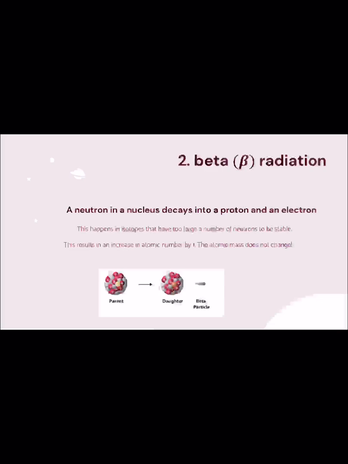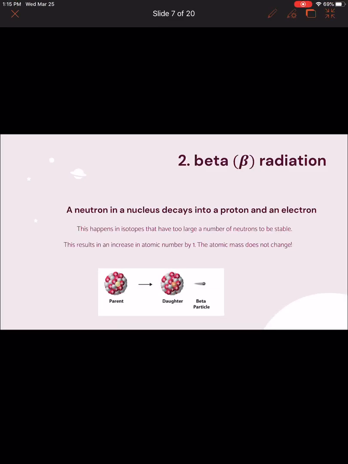All right, second kind of radiation is beta. Nice, I'm still recording. Okay, so beta radiation is when a neutron in a nucleus decays into a proton and an electron.